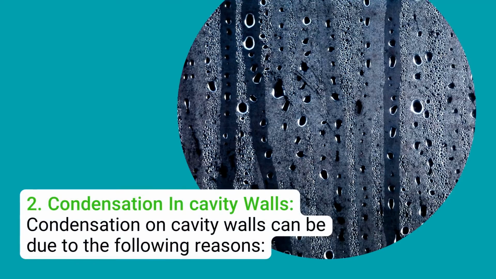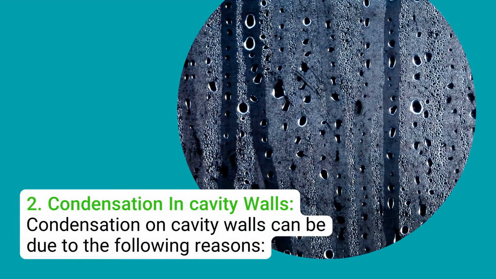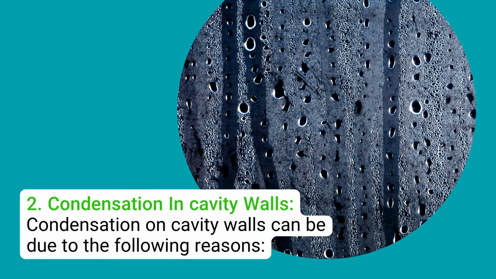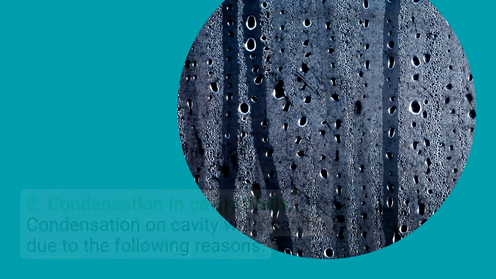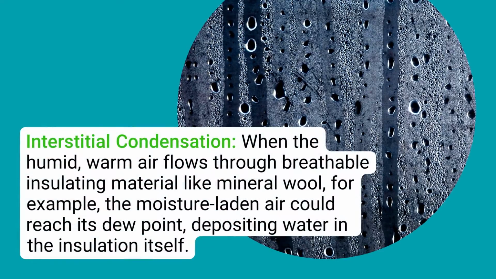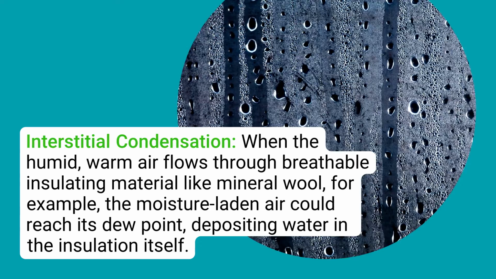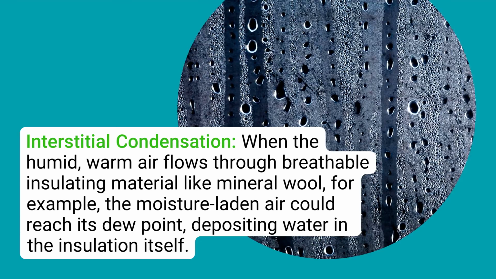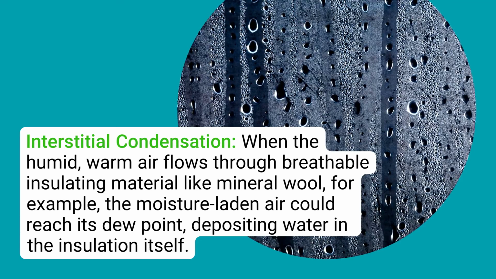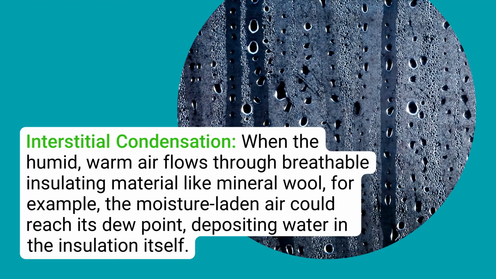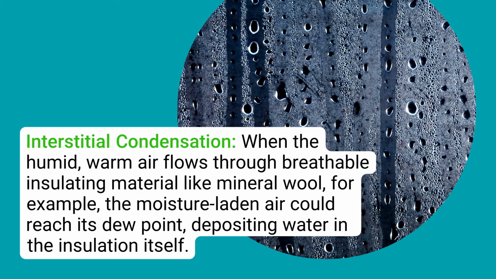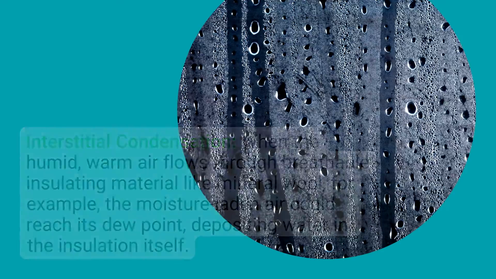2. Condensation in cavity walls. Condensation on cavity walls can be due to the following reasons. Interstitial condensation. When humid, warm air flows through breathable insulating material like mineral wool, for example, the moisture-laden air could reach its dew point, depositing water in the insulation itself.